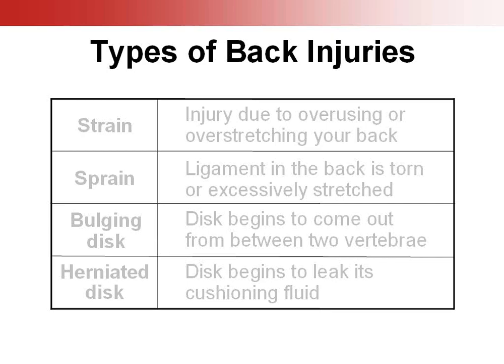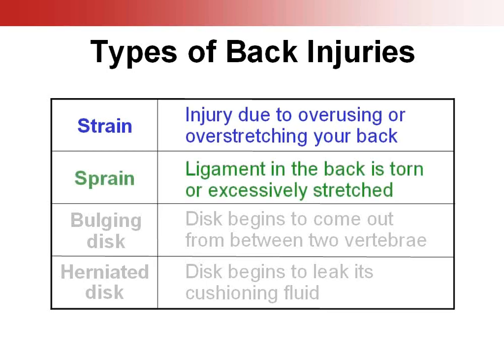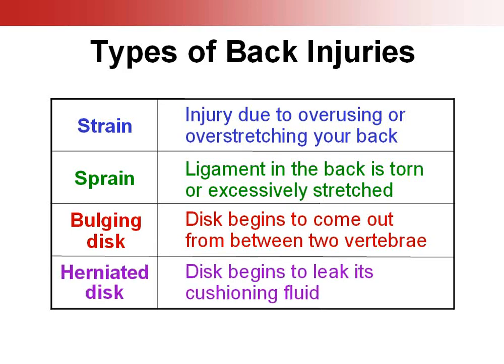The types of back injuries. First is strain. Strain is an injury due to overusing or overstretching your back. Next is sprain. Sprain is a ligament in the back that is torn or excessively stretched. Next, bulging disc. The disc begins to come out from between the two vertebrae. And last is herniated disc. The disc begins to leak its cushioning fluid.